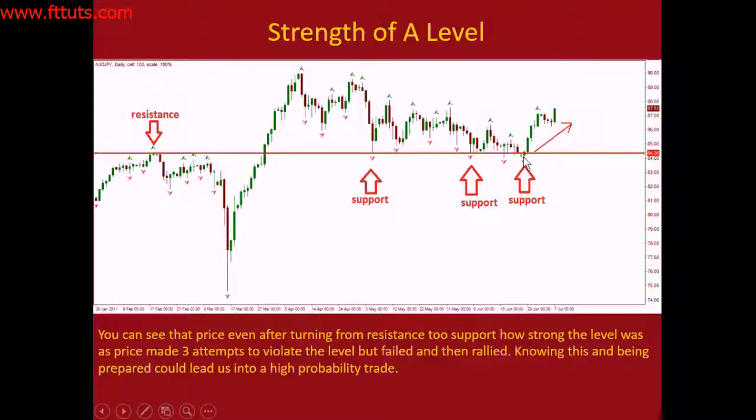So expect support and resistance to do what it has done prior. If this was resistance, expect it here to be resistance until violated. A lot of times it will be violated with a big candle like it is here. Remember this fact, and then the market takes off and drops back to the downside.